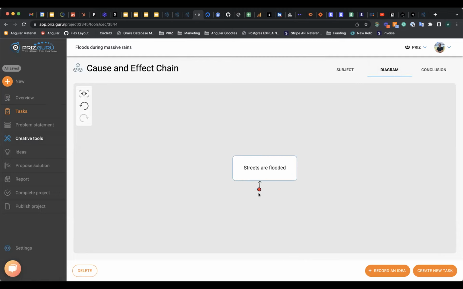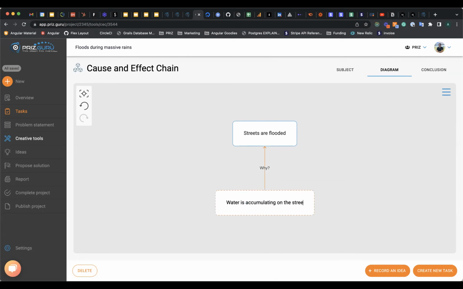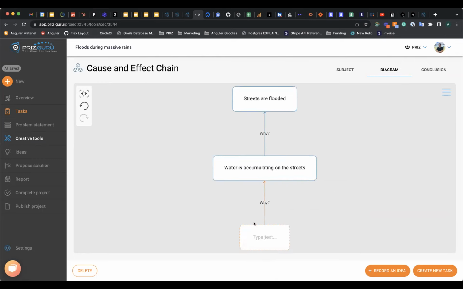Now, that's great. That's a failure. Now what? Why is that happening? What do you think? I think because the water is accumulating. Again, we should analyze it as soon as possible. Water is accumulating. Apologies, I can't spell today. It's morning. Accumulating on the street. Right. Okay. What do you think? Now, why is that?